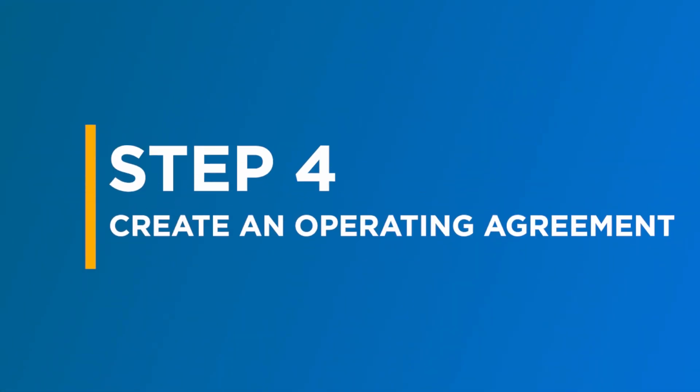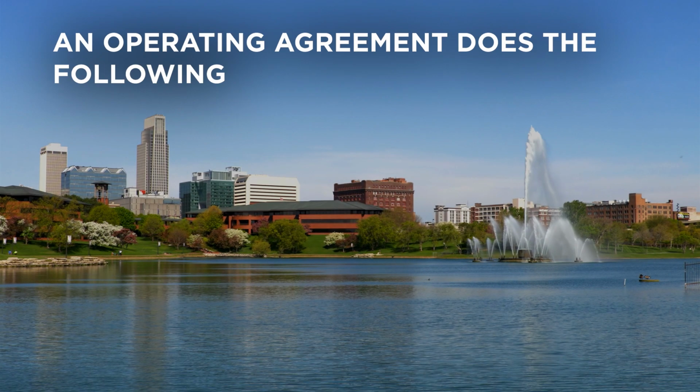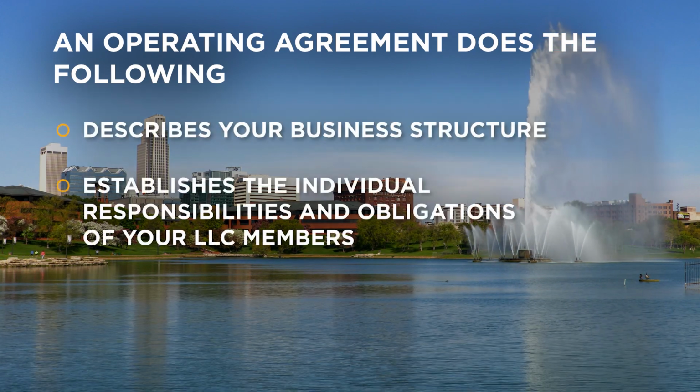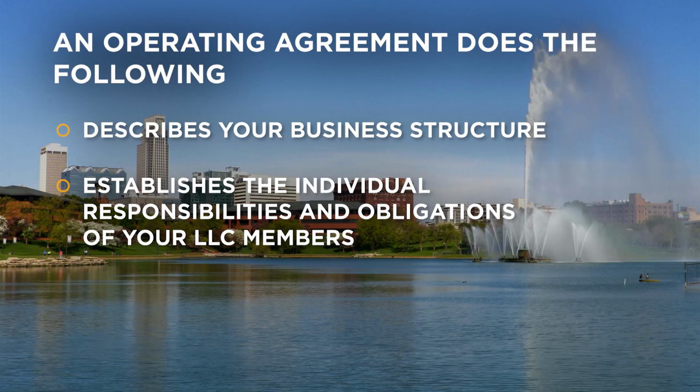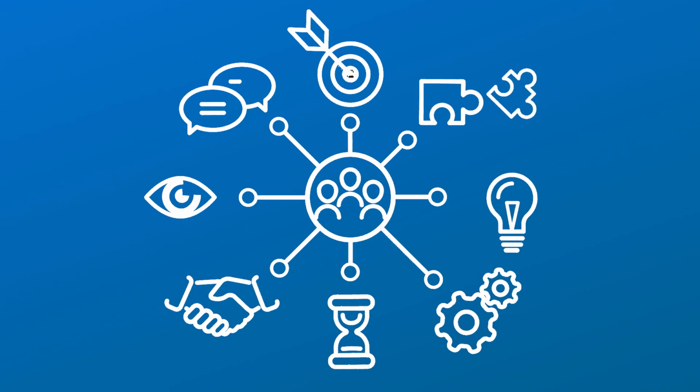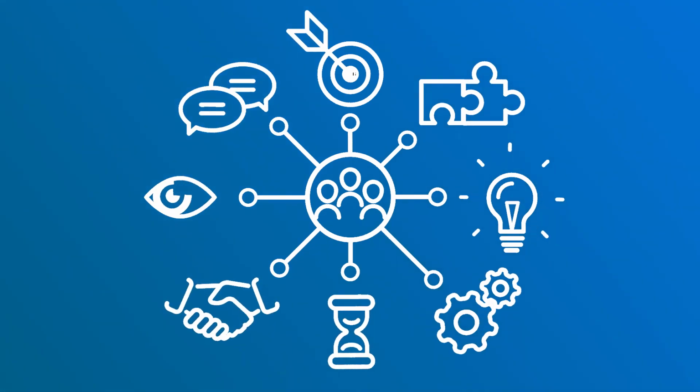Next is to create an operating agreement. An operating agreement does the following: describes your business structure, establishes the individual responsibilities and obligations of your LLC members, details how the LLC will be run. Although Nebraska doesn't require one, an operating agreement clarifies the specific duties of its members, which may help your LLC avoid significant legal and operational difficulties.